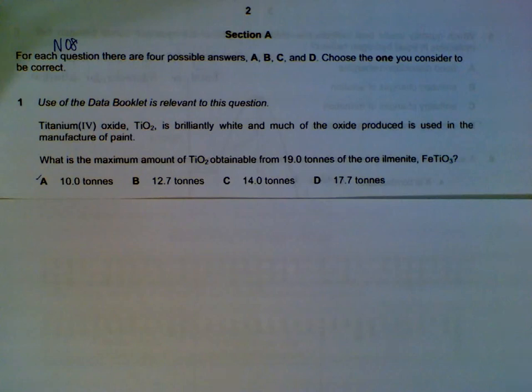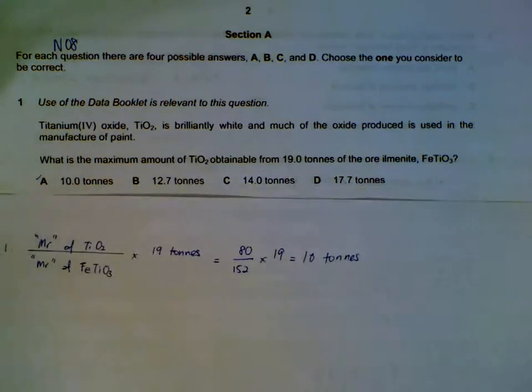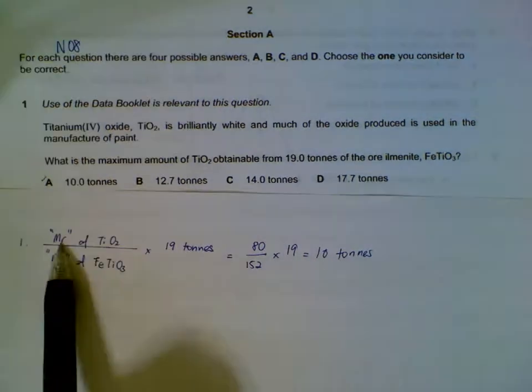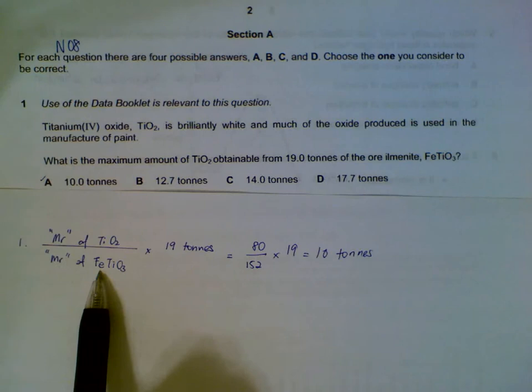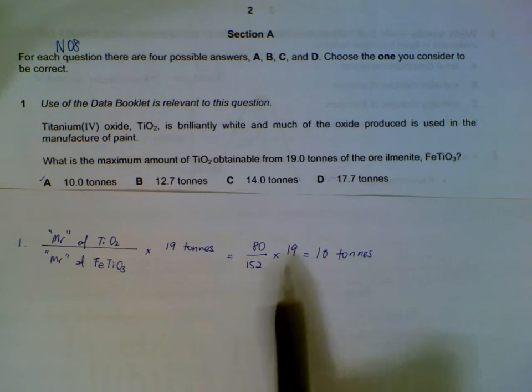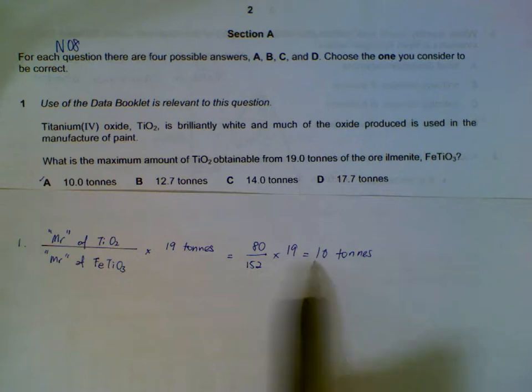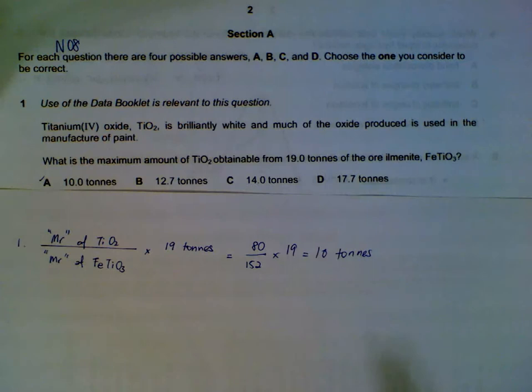Number 1, how many tons of titanium oxide can be extracted? The easiest way to do this is actually to compare the ratio of their MR. For example, we can have the MR of the titanium oxide over the MR of the ore that is to be extracted from. So we have 80 over 152, and then we multiply by the total mass of the ore. So this is the portion that's made of titanium oxide. In the end, we have 10 tons.